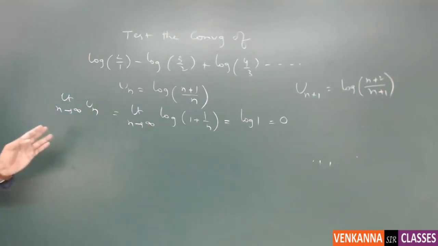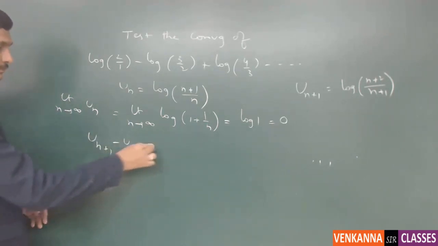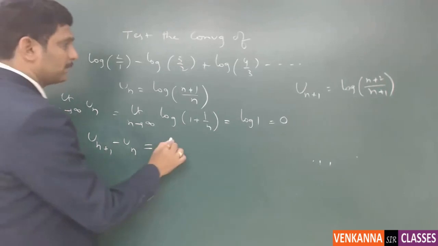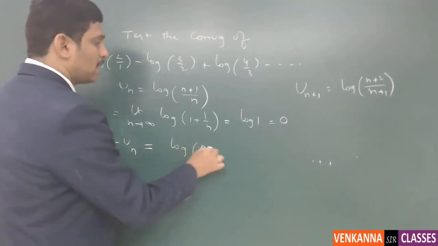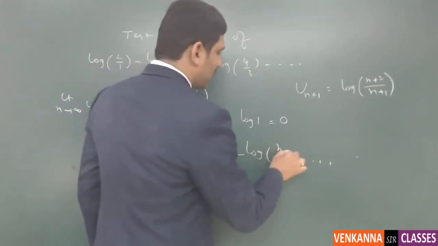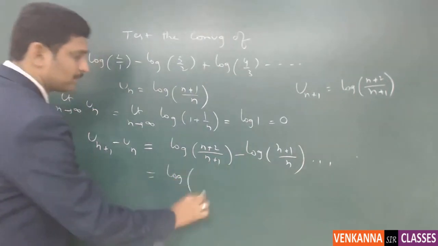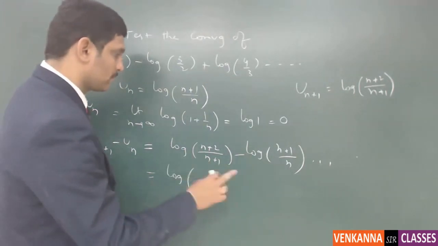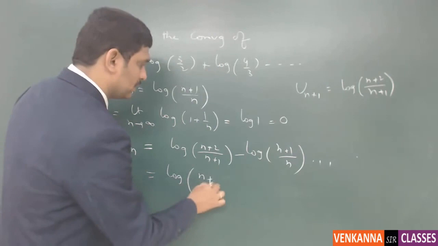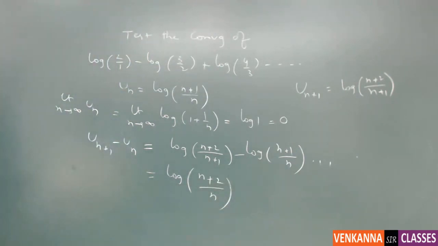So if you consider un plus 1 minus un, it will be log of n plus 2 by n plus 1 minus log of n plus 1 by n. It will be log a minus log b. Can I write like that?